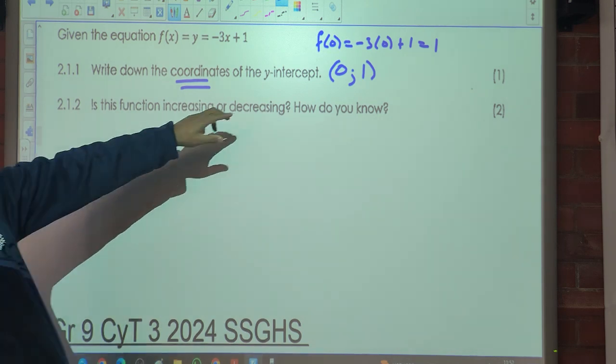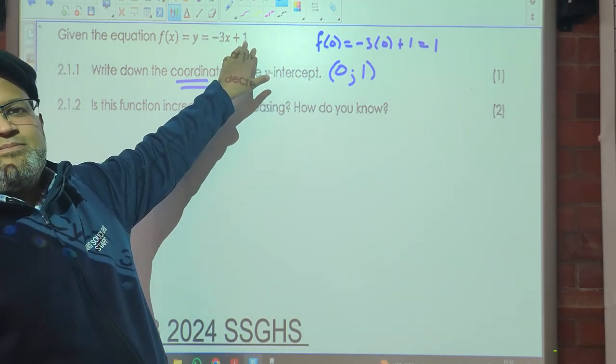How do we know what this is? The y-intercept is always the constant. Okay.